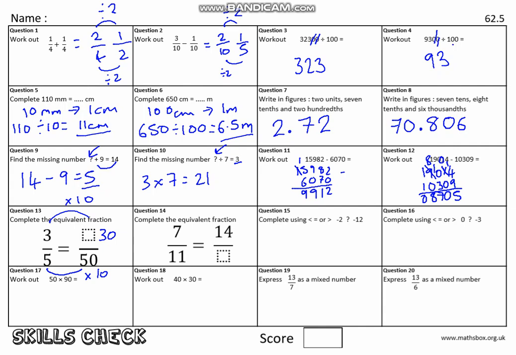Now the next one's a little bit easier, isn't it? I can see that all they've done is double the 7. They've gone 7 times 2 is 14. So if I can do that nice and easily, I can just do that to the bottom as well. So I can do 11 times 2 is 22. So then that's the same fraction there.